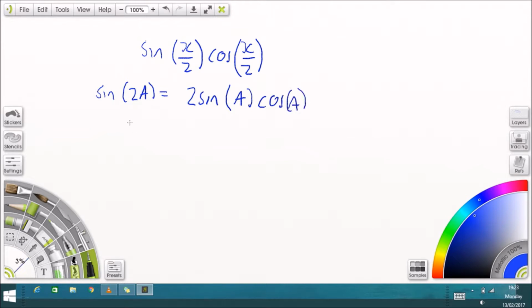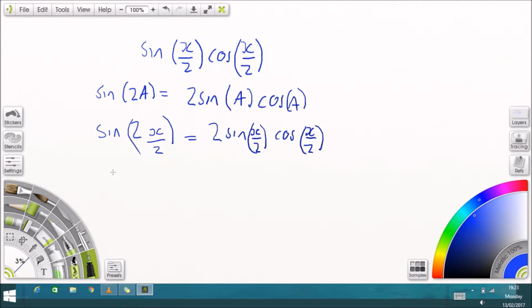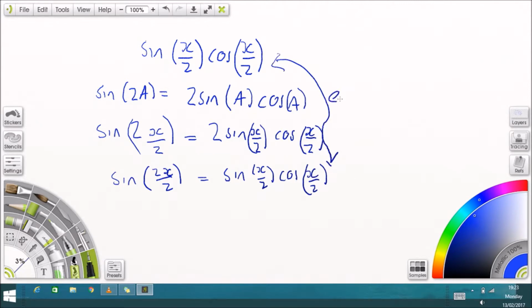A slightly tricky example, and I'll get you to have a go at this first. The bit inside the angle this time is x over 2, so that's what I'll be swapping in for A. So A will be equal to x over 2. Just substitute that in first. Then I'll rearrange the right hand side until I've got the same thing that I had in my question. I just have to divide both sides by 2, and I'll get sine of x over 2 cosine x over 2 equals a half of sine x, which is what I started with.